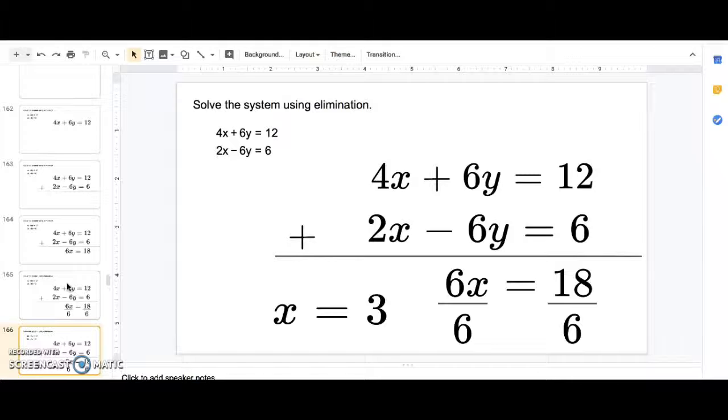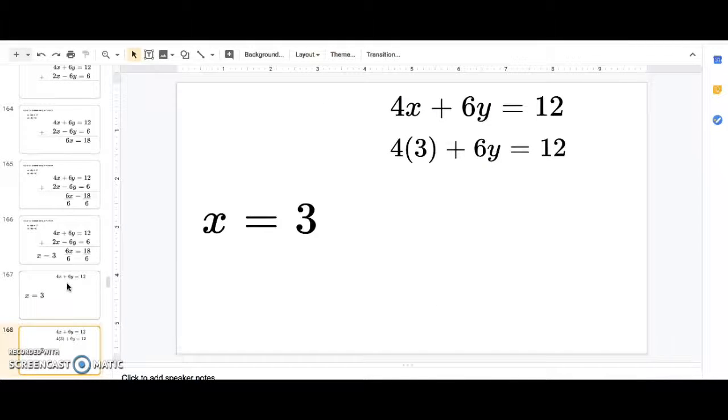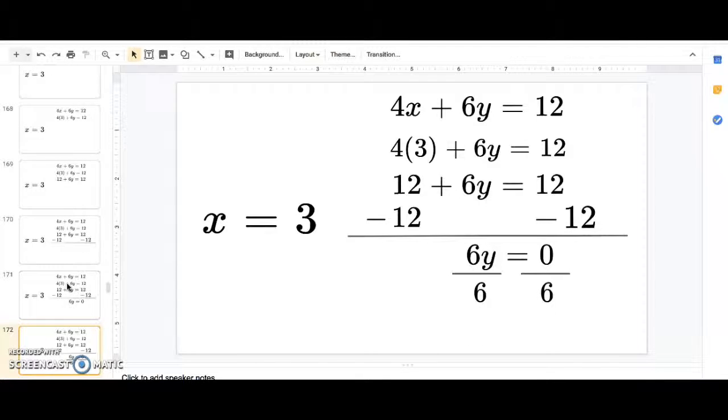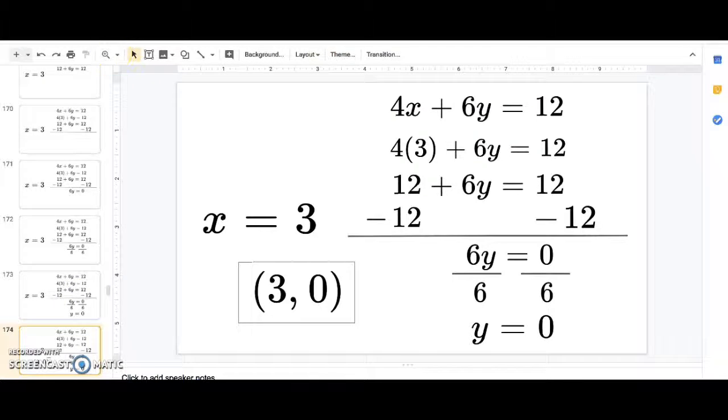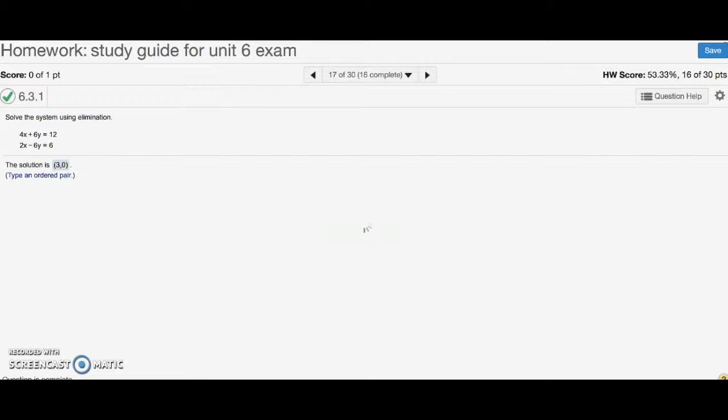Now we need to substitute it back into the first one to find y. So x is 3, so take the x out, replace it with 3. 4 times 3 is 12. Subtract 12 on both sides, you'll get 6y equals 0. Divide both sides by 6, and y equals 0. So my coordinate's going to be 3, 0. So in parentheses, I'm going to put 3, 0, and that is number 16.